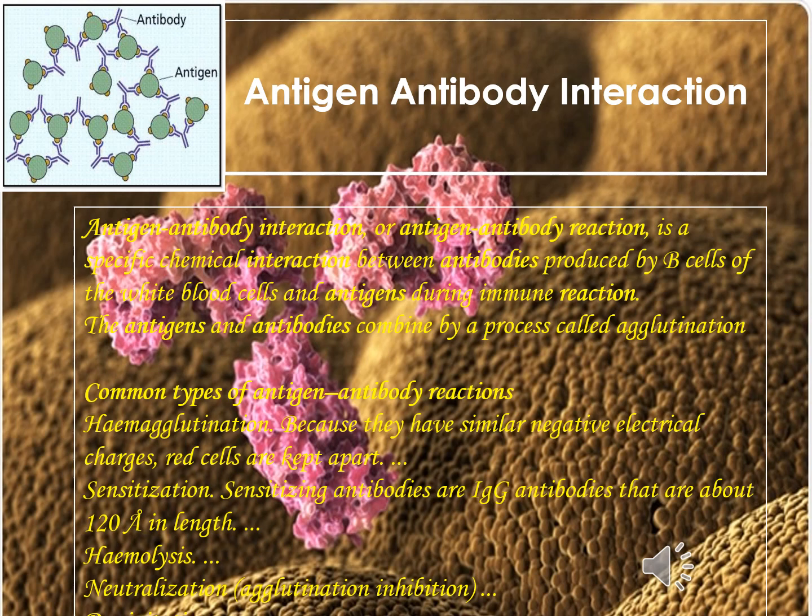To discuss the antigen and antibody interaction that happens within our body. Yes, the antigen antibody interaction, which can also be called the antigen antibody reaction, is a specific chemical interaction between antibodies produced by the B cells or WBC cells and the antigen during the immune reaction. The antigen and the antibody combine in a process called agglutination. So it is the fundamental reaction in the body by which the body is protected from complex foreign substances, namely pathogens and their chemical toxins.